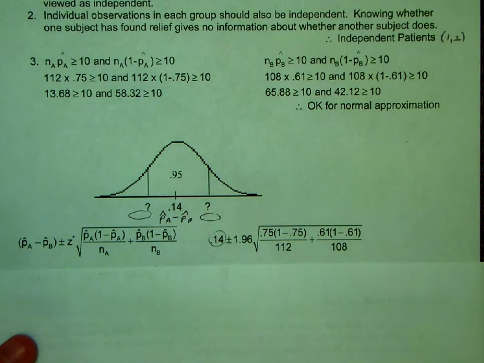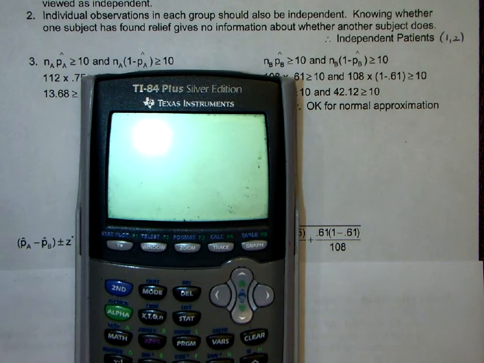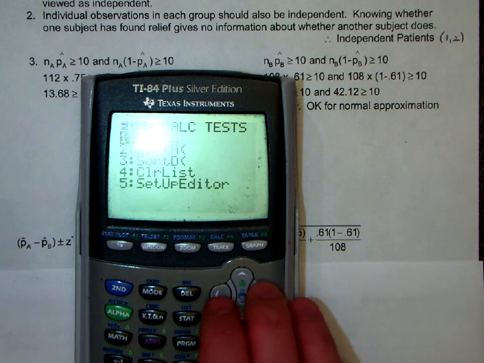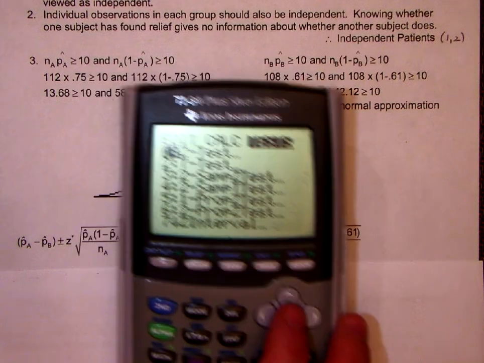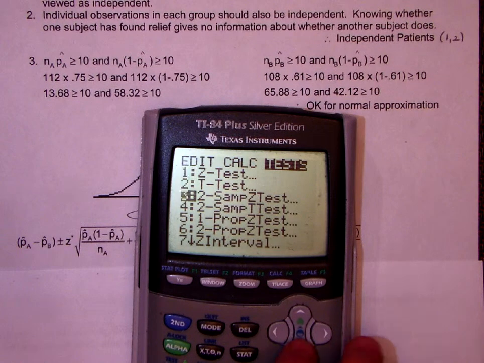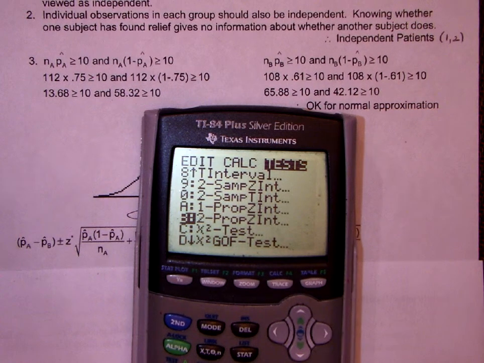Okay, so formula, substitution, and now we go to the calculator. So where are we going to go? Stat test. Sorry, you can't see that. No, we're not on a test, so let's go down to the intervals. Okay, so I'm on a 2 prop. If you're on a proportion problem, they will use the word prop in there. So this is a 2 prop z interval.